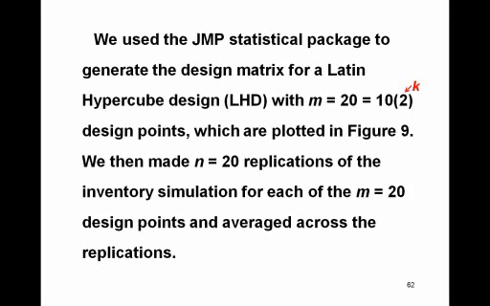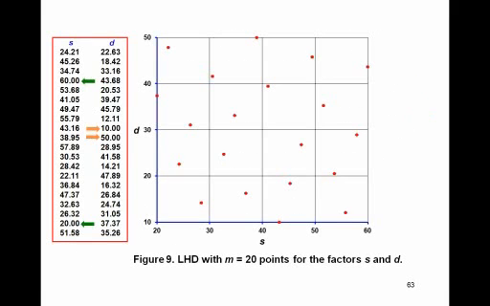I'm not going to be able to explain this in too much detail. We're going to use JMP to generate a Latin hypercube design that has 20 design points. We have 2 factors, little s and little d, and it's generally recommended that you have 10 times the number of factors as design points. And these I plot in figure 9 on the next page.